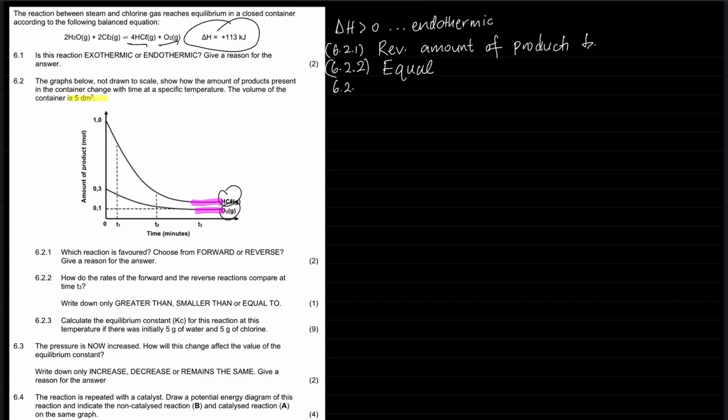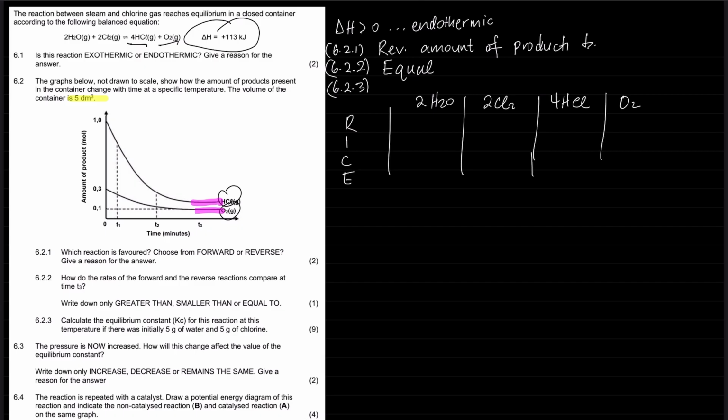Question 6.2.3. Calculate the equilibrium constant Kc for this reaction at this temperature if there was initially 5 grams of water and 5 grams of chlorine. Okay, so let's construct our table. First, we'll write our equation, 2H2O, 2Cl2, 4HCl, and O2. Now the table is a RICE table. We'll put in our columns like this. R is the ratio, so in this case it is 2 to 2 to 4 to 1.